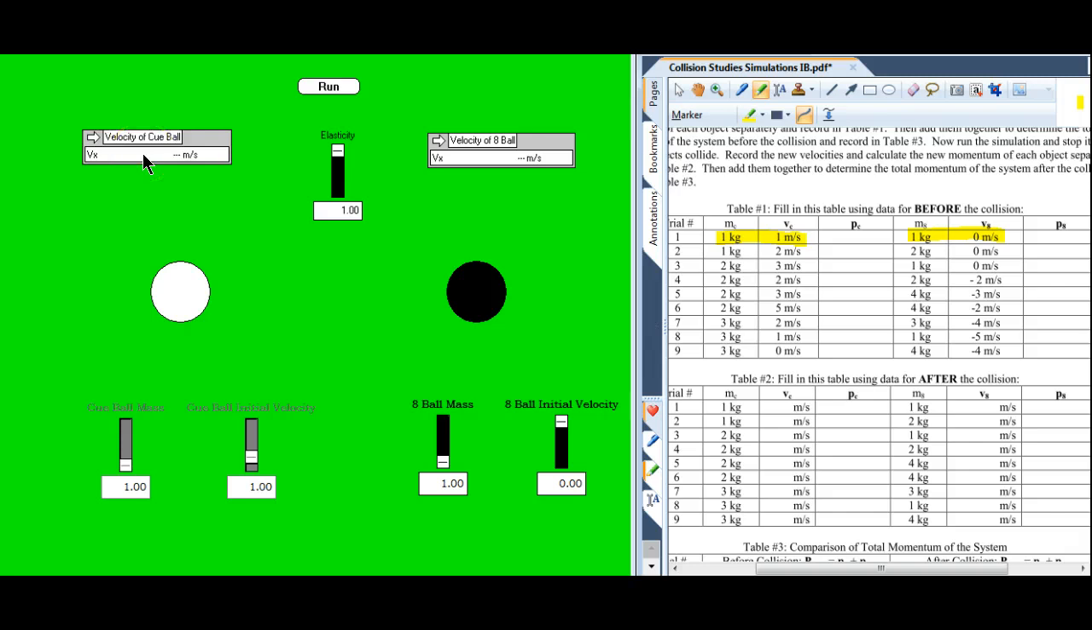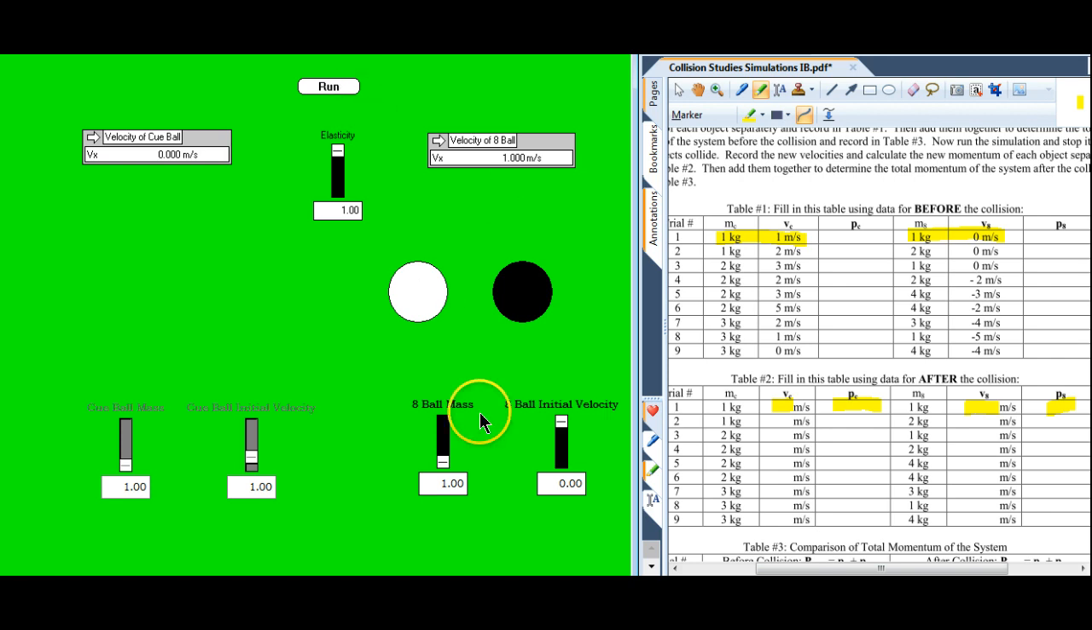You can pause it and write that information down here under velocity, and then calculate the momentum of the eight ball. Again, the eight ball is the black ball on the right, the cue ball is the white ball on the left. So on our first one, it's 1 and 1 and 1 and 0. It's a nice slow one to start. And there are answers afterwards, 0 and 1.